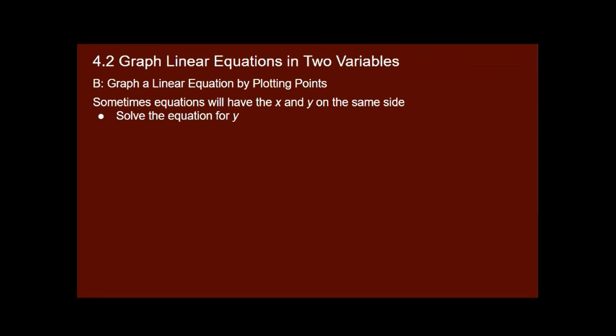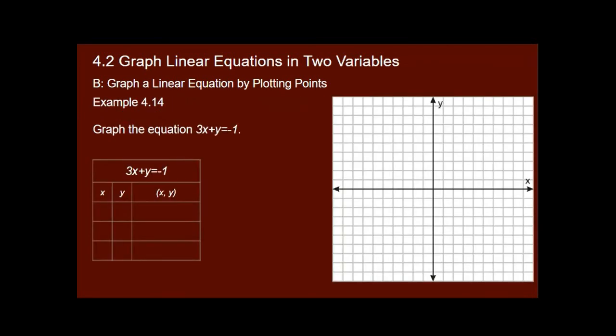Okay, you're going to start with an equation with the x and the y on the same side. You're going to end up with an equation with y by itself and everything else on the other side. And then you graph it as normal. So let's look at what this looks like. Graph the equation 3x plus y is equal to -1. 3x plus y is equal to -1.